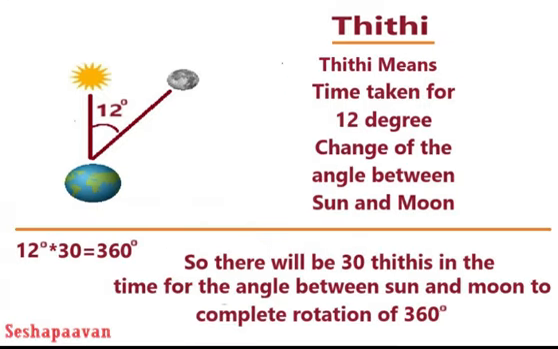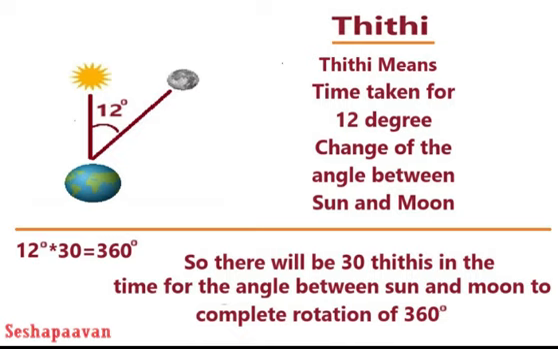First we see about Thithi. Thithi means the time taken for a 12-degree change of the angle between sun and moon. As the sun and moon both rotate, an angle between sun and moon forms, and it constantly changes. The time taken for a 12-degree change of the angle between sun and moon is called Thithi.